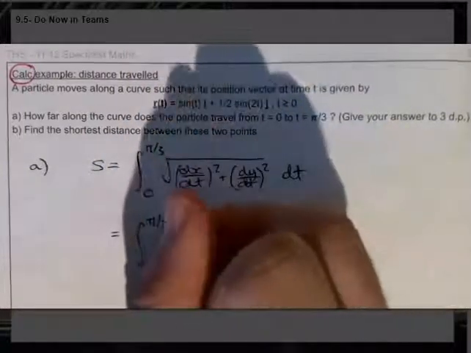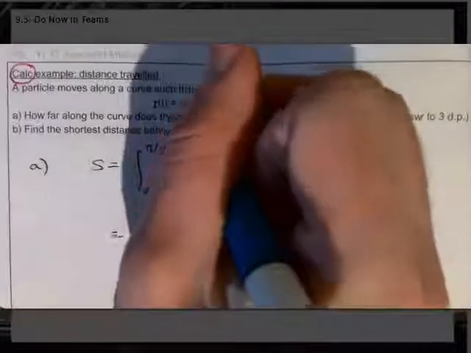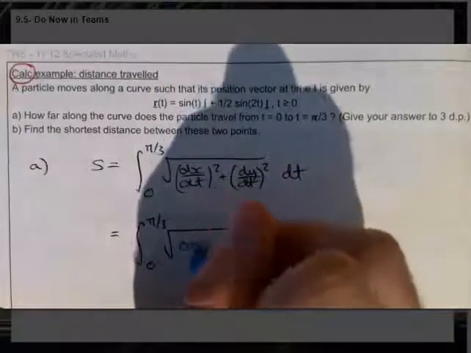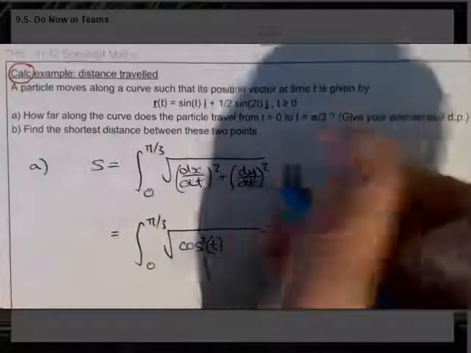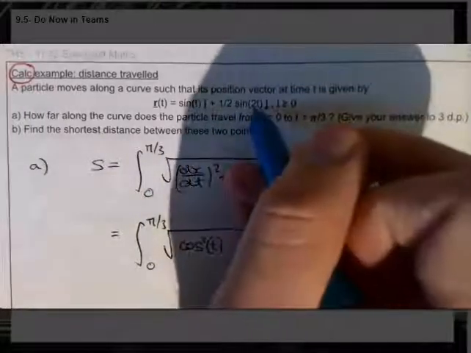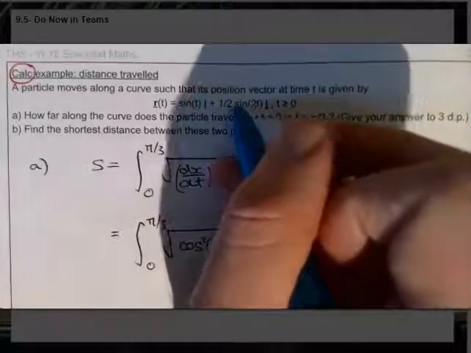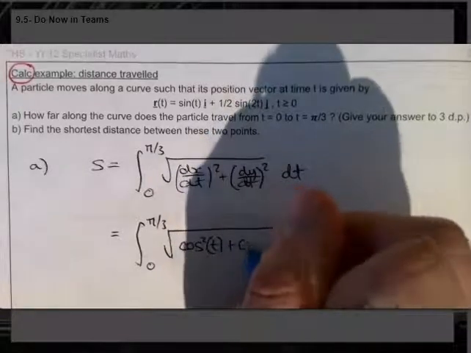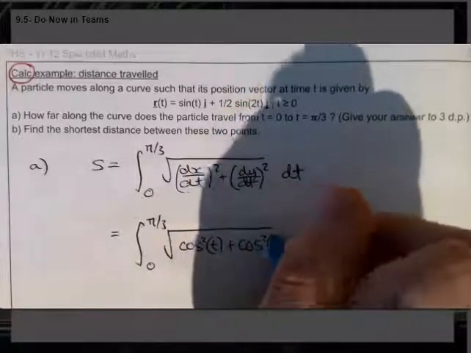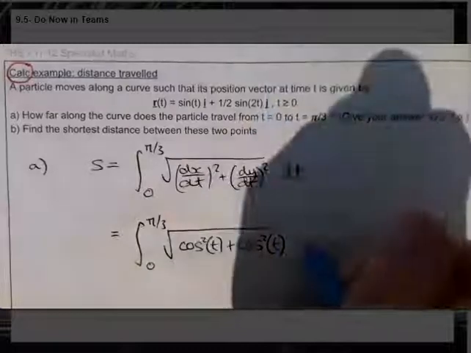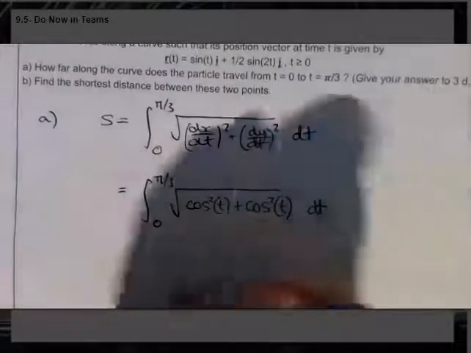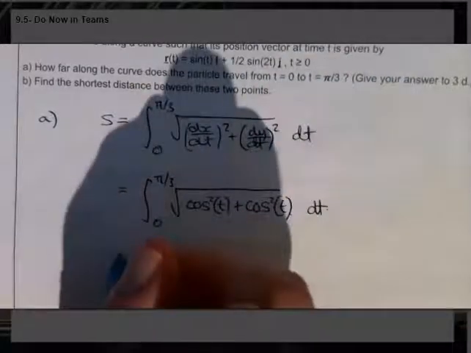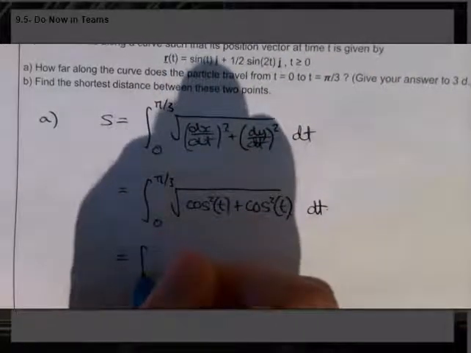But we want the square root of dx by dt, well, sine differentiated gives me cos, so this is cos squared of t. dy by dt, well, as I differentiate this, the 2 is going to cancel with the half, so it's also cos squared of t, dt, and we could simplify this a little bit, but as I said, we're going to use our CAS to do it anyway.